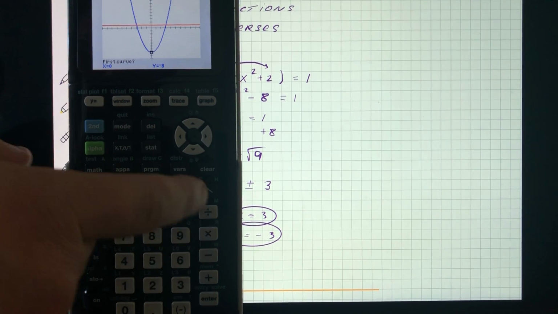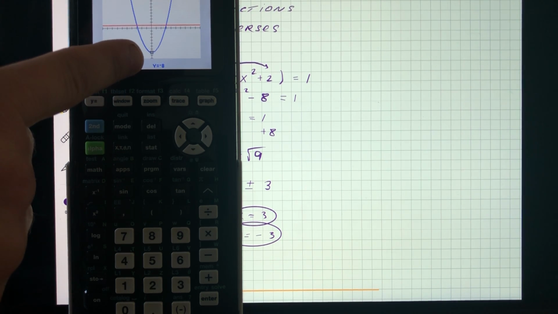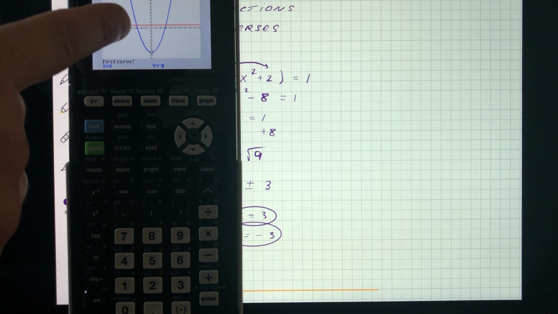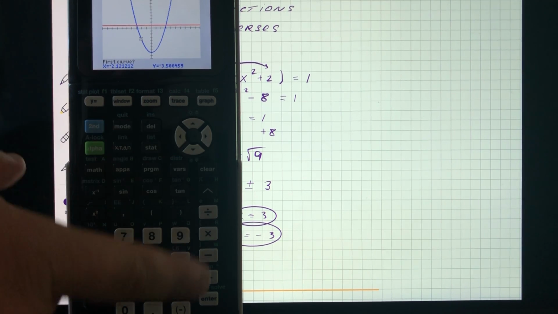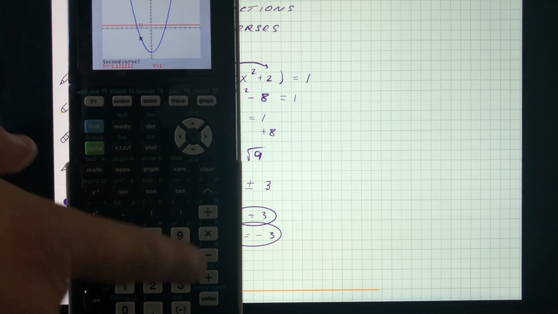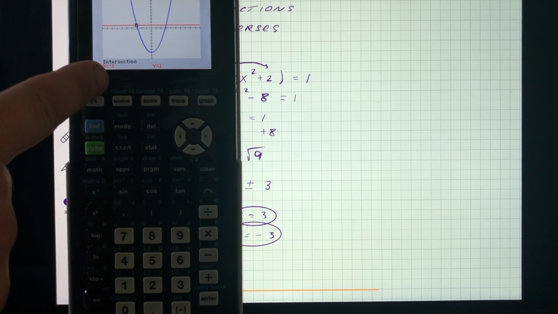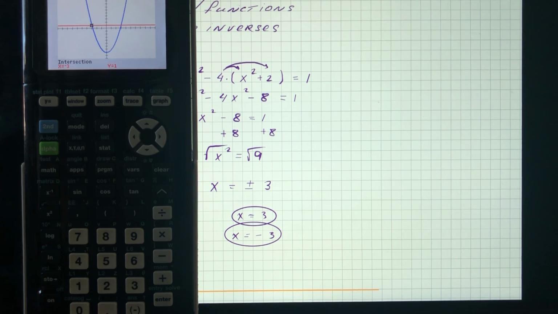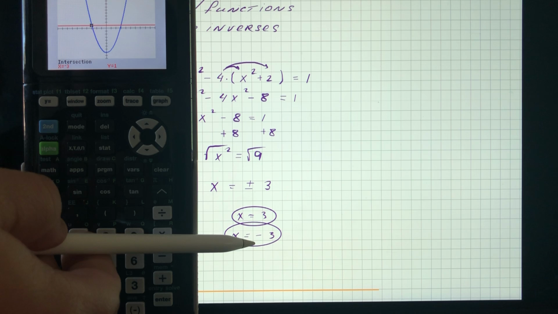So intersect. Now the blinker will find us the intersection that is the closest to this cursor. So let's find the left side first. Let's move the blinker a little closer to the left side. When we hit enter, it marks the first curve. Hit enter to mark the second curve. Guess, hit enter one more time. The answer is -3. So the left side of our graph shows -3 is the correct solution.